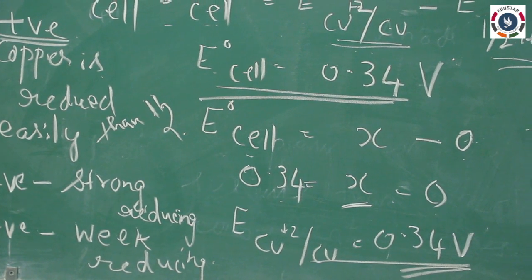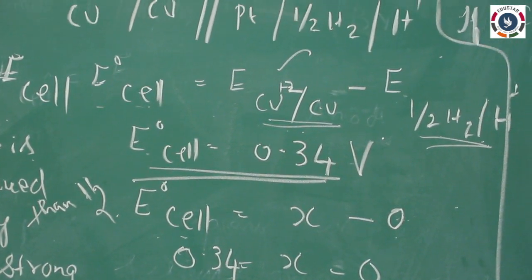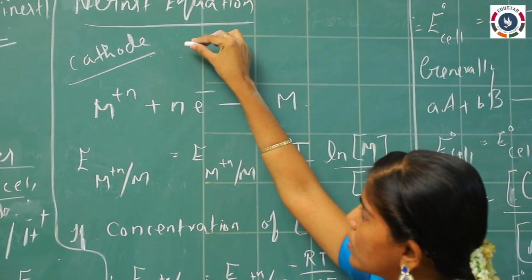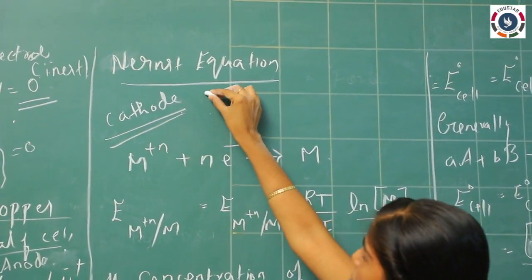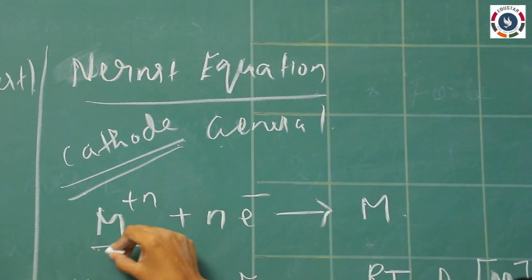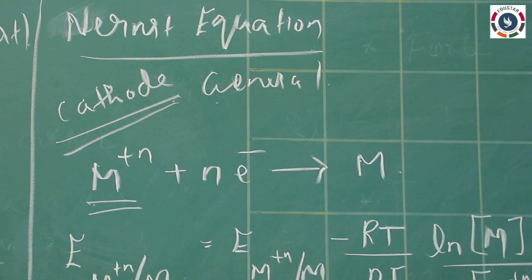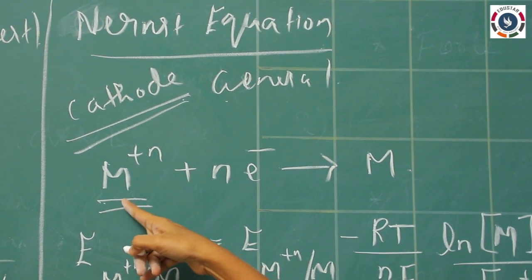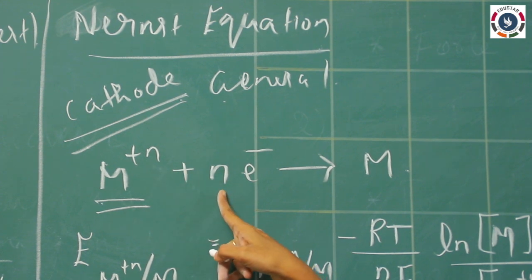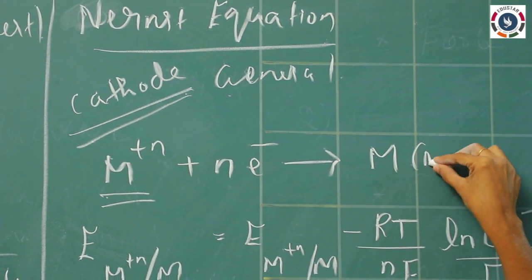Now coming to the Nernst equation. In the Nernst equation I have written the cathode reaction in a general form. General form means I have taken it as M, instead of writing any example. The M means metal: metal M plus n ions plus n electrons giving metal.